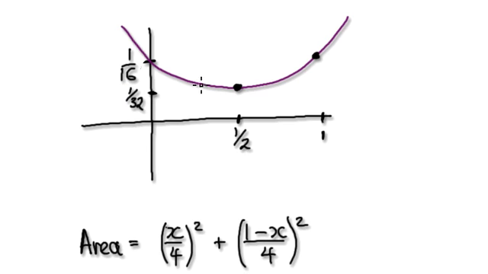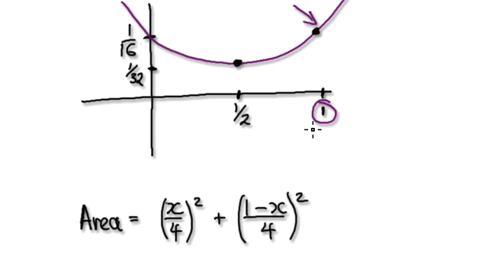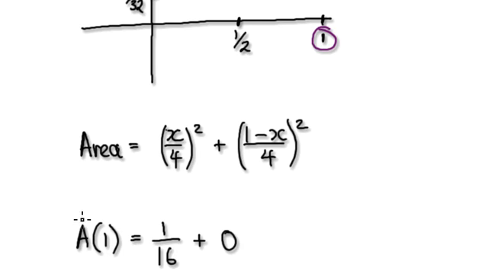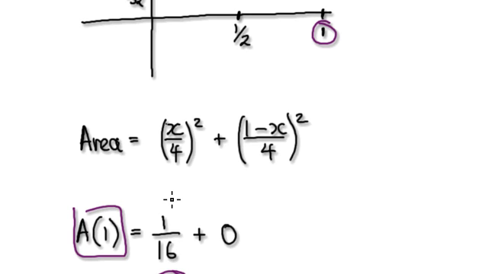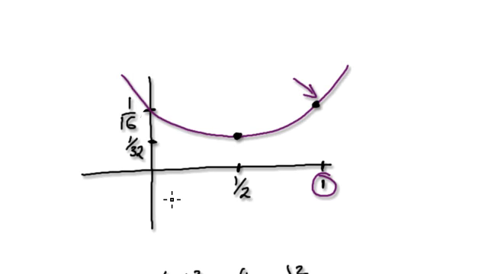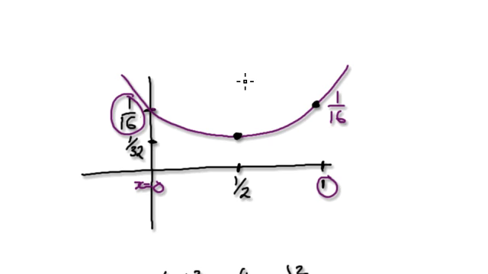Then we still need to find out what this value is when x is 1. So when x is 1, put it into here. So A of 1, put it into here, and it comes to 1 over 16. Looking at our graph, when x is 0, it is 1 over 16. When x is 1, it's also 1 over 16. So in a way, it's kind of symmetrical along here.